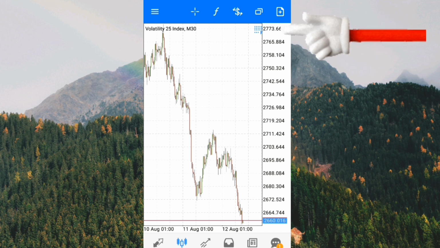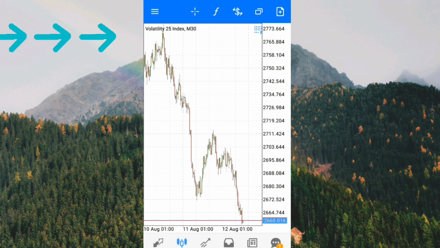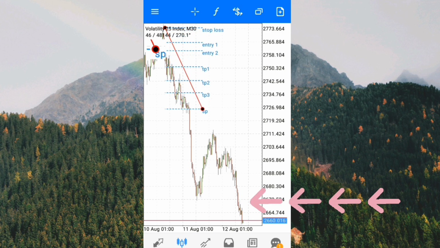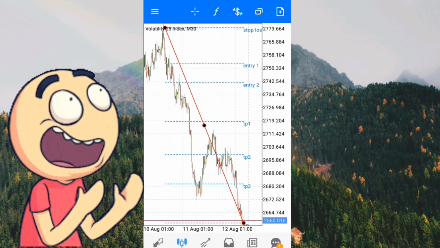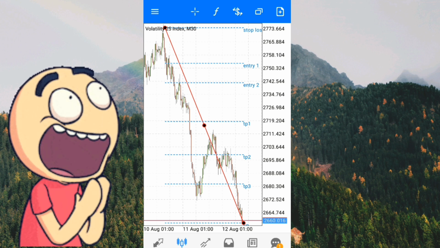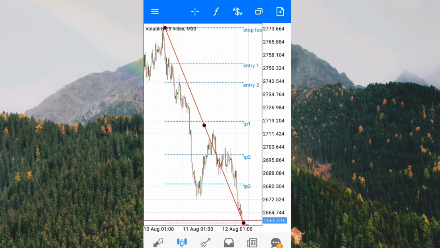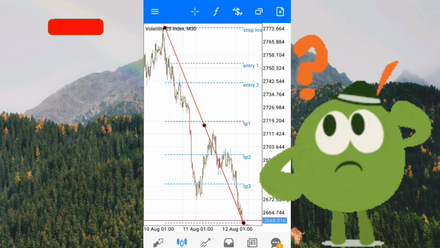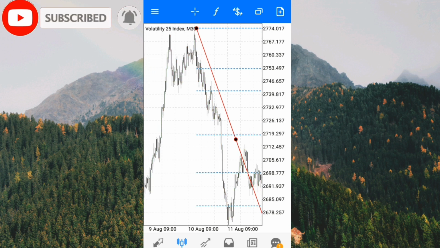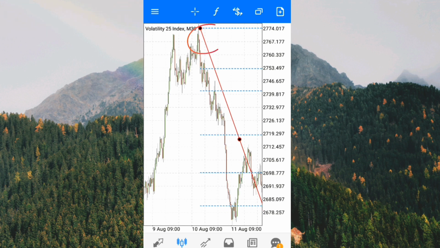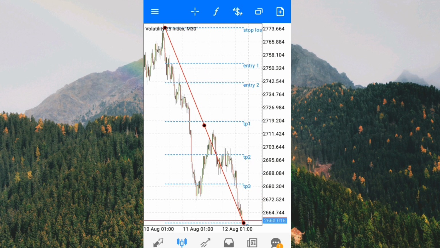Now what you do, since the market is in a downtrend, you connect the lower highs up to the lower lows, as you can see here. I have just connected the lower high and the lower lows. Now for you beginners, you may ask me, what's a lower high? Well, a lower high is a candlestick with at least two lower highs, as you can see. Now this is a lower high. I just connect it up to the lower lows.